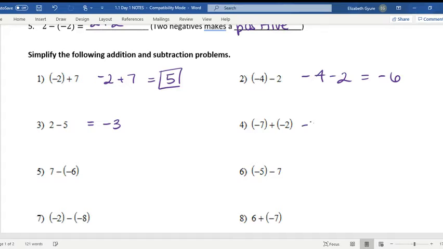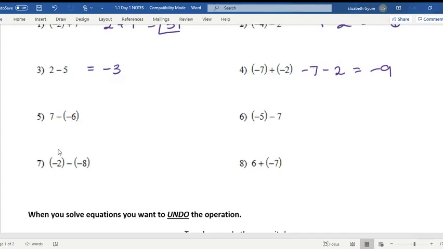Make it -7 minus 2. Always add same signs. What's 7 plus 2? 9, but they're both negative, right? So make it what kind of a 9? A -9. Good.